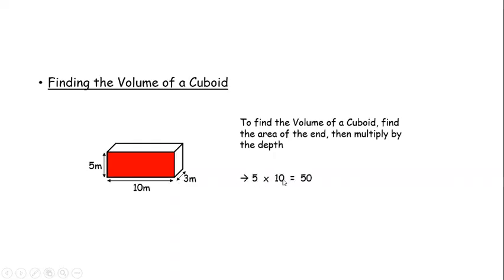So 5 times 10 is 50. That's the area. And then I'm going to times it by the length or the depth of this prism. So I'm going to take 50 and multiply it by 3, so that's 150 meters cubed.